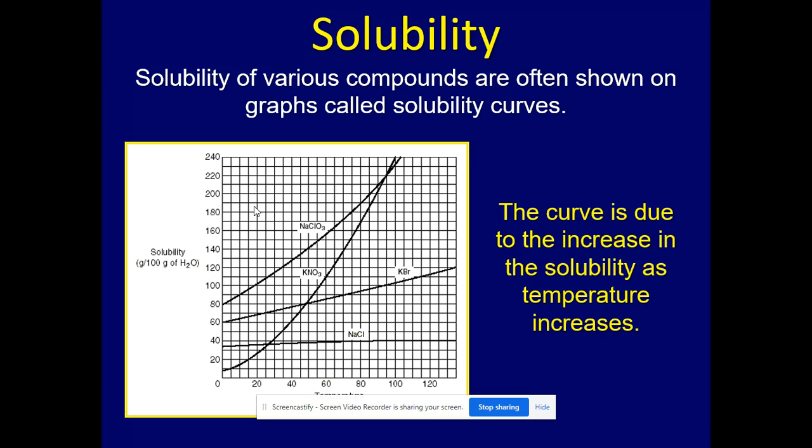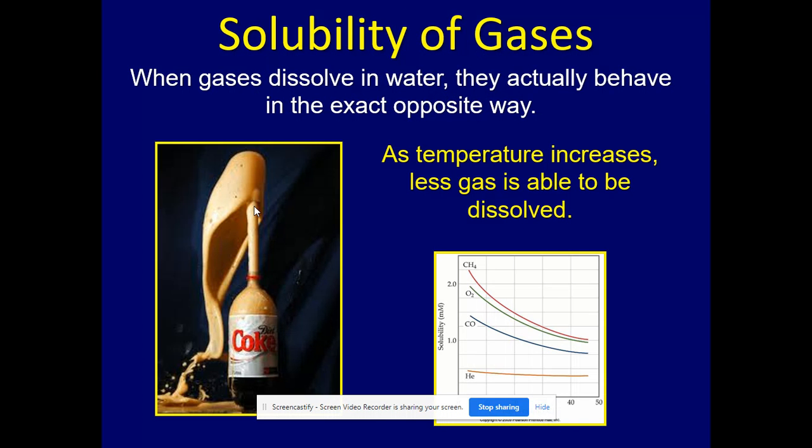Then you have these graphs, and these graphs show you how much solute can dissolve at a given temperature. For solids, more solids can dissolve as the temperature increases. For gases, it's opposite. Less gas can dissolve the warmer the temperature. If you remember from the Diet Coke and Mentos experiment, as we heated it up, the carbon dioxide wanted to get out more, so there's a larger explosion because it couldn't dissolve as easily as at the colder temperature.